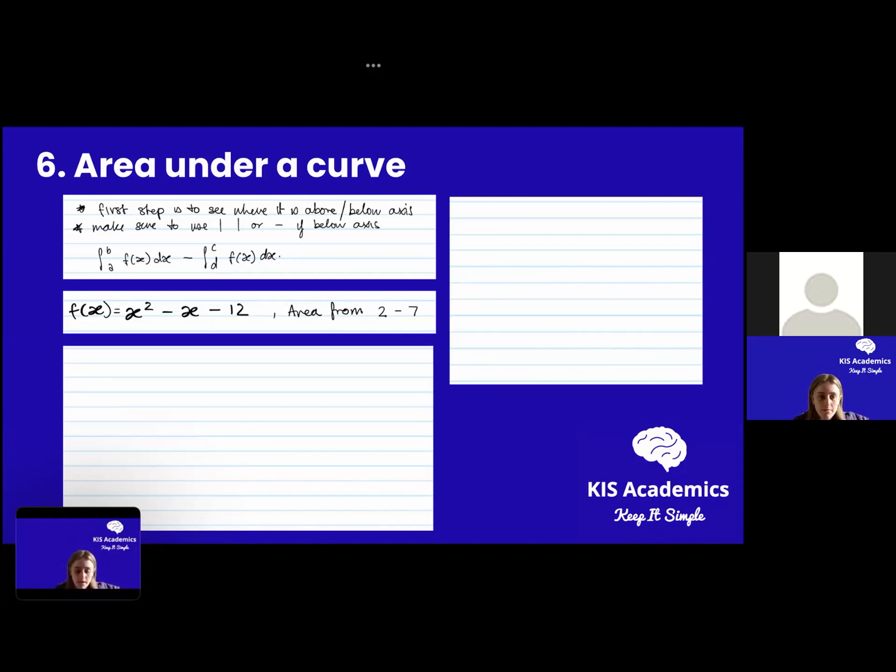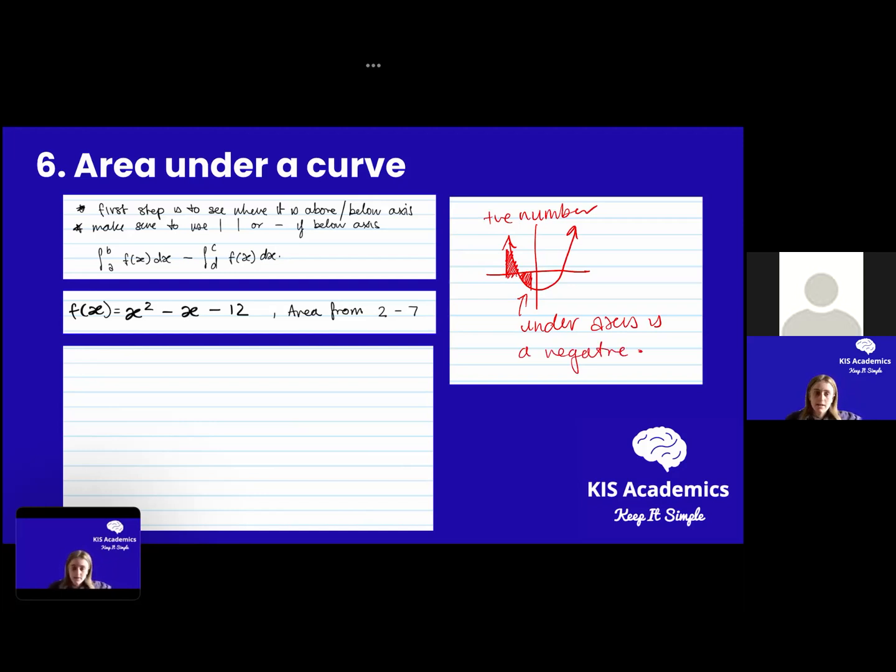Okay, so what I've put in my little notes here is that our first step is to see where the graph is above or below the axis. So when we're integrating normally, what we're doing is, if I drew just like a regular sort of parabola here, when we're dealing with this, if I was to integrate from here to there, this section that I've just scribbled in there, that is going to be a positive number. And then if I scribble in a second little section here, because it's under the axis, that is going to be a negative value.